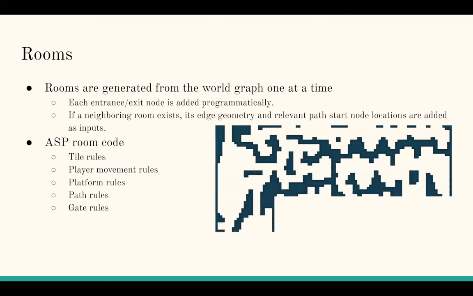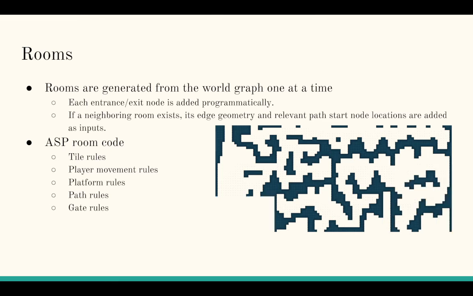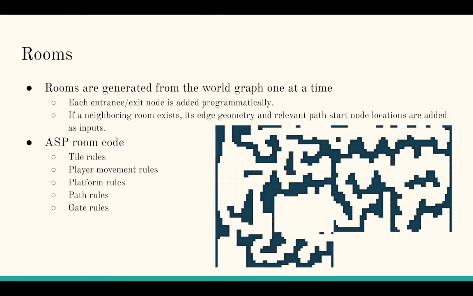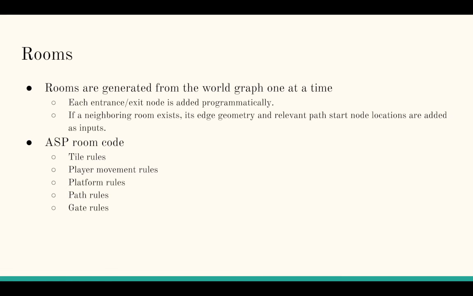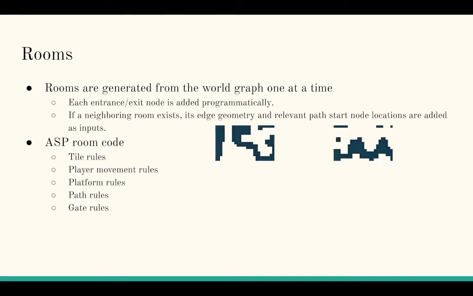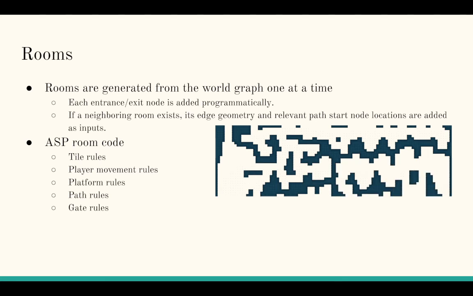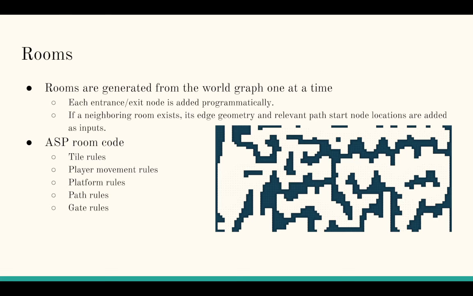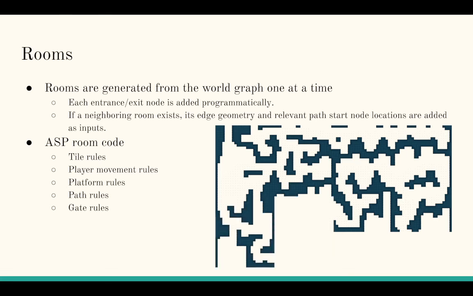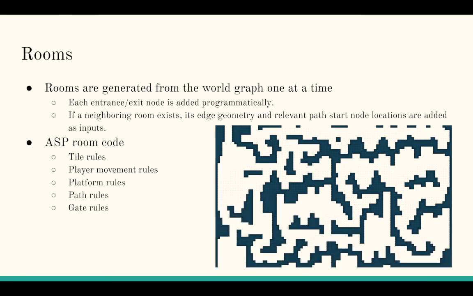You also need to add in the neighboring room's geometry, right? So that the doors match up, as well as the starting points for the paths, and I'll talk about what the paths are in a little bit. Because you need to make sure that the paths start. And the principal issue with those path nodes are with the vertical paths, the up and the down.